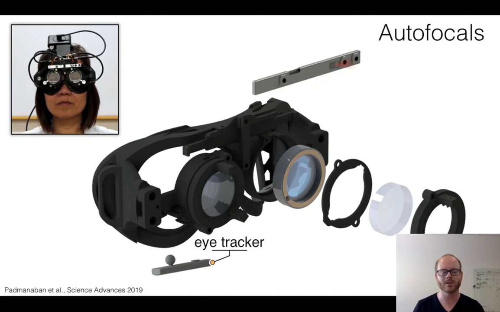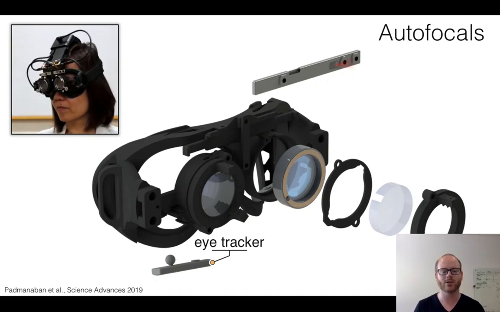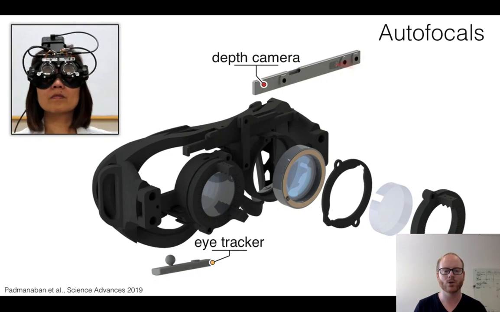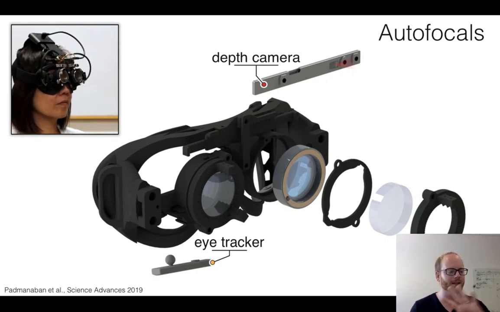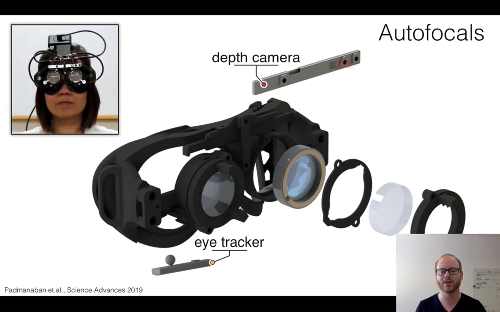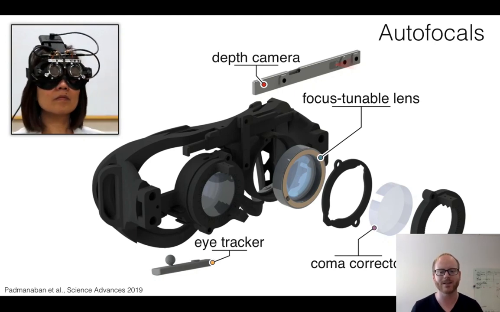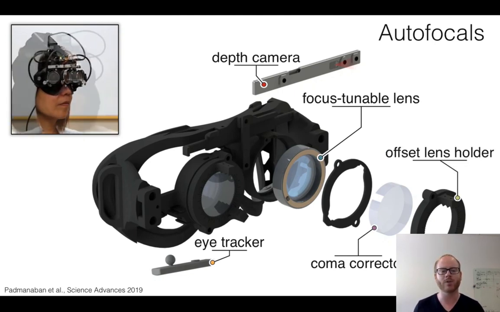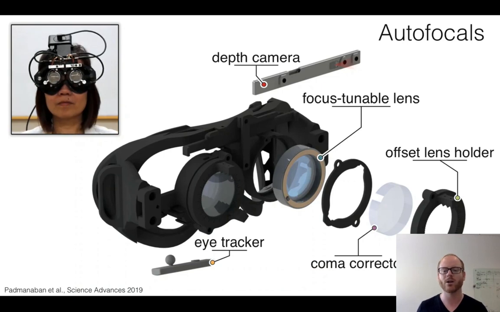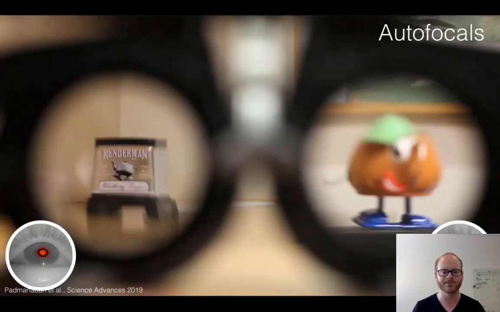So this autofocals system includes stereoscopic eye trackers. This early system also included a depth camera that can image the 3D world in front of it. There's a focus tunable lens that can dynamically adjust its focal power. This lens has some aberrations that we need to correct with the second element. And then there's an offset lens holder that allows us to correct for nearsightedness and farsightedness or astigmatism that can be corrected for with fixed focus lenses.